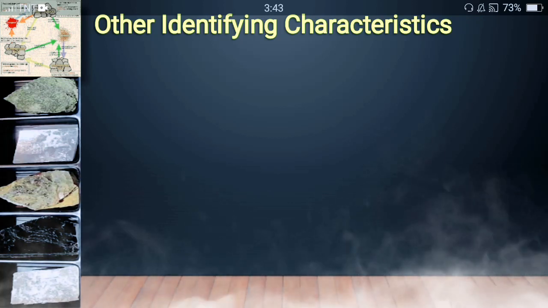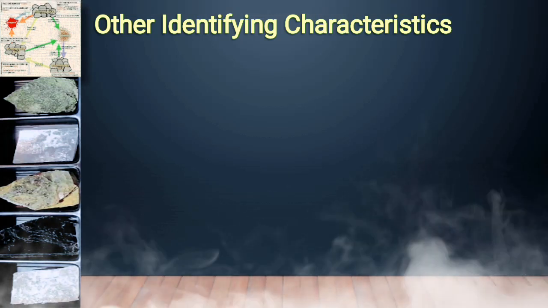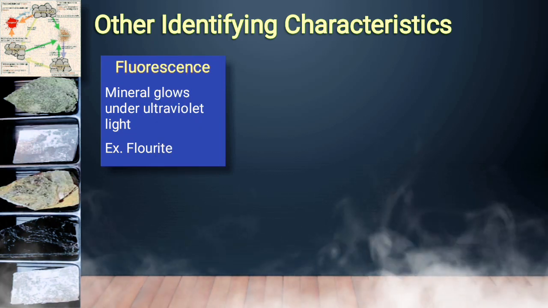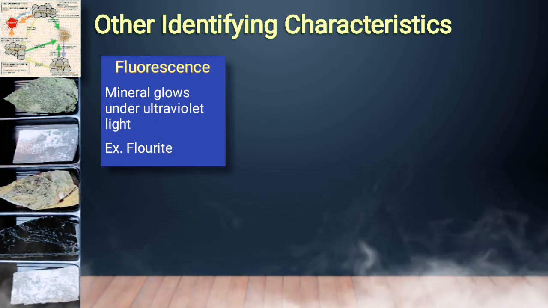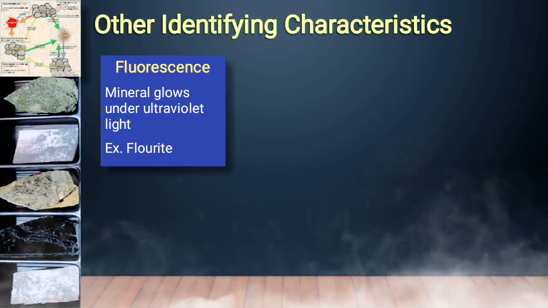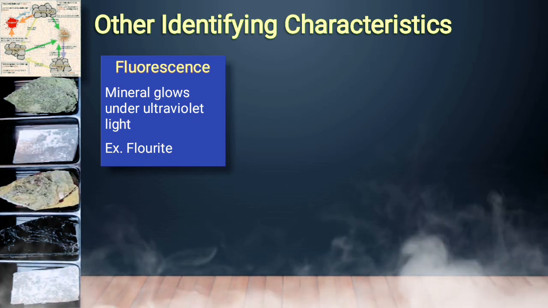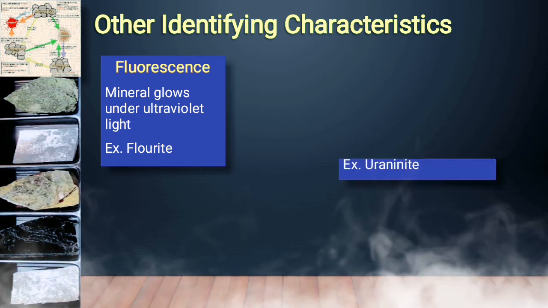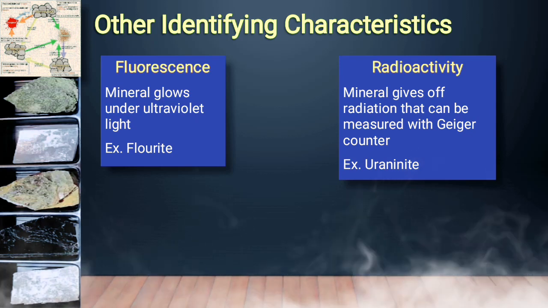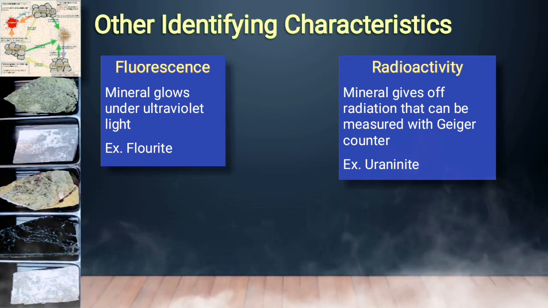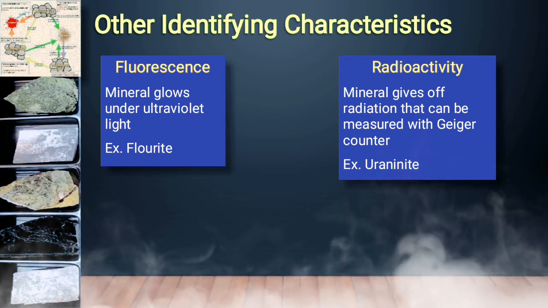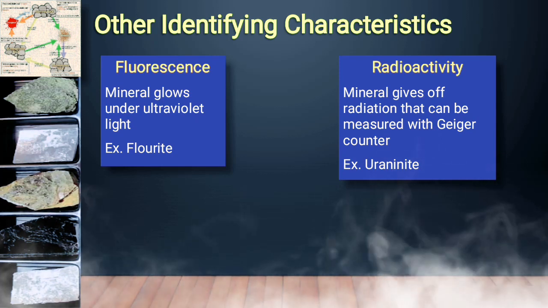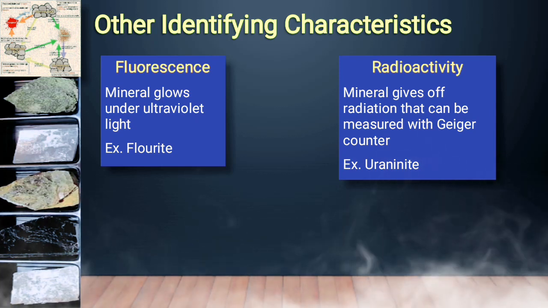Other identifying characteristics of minerals, we have fluorescence. The mineral glows under ultraviolet light. An example of a mineral is fluorite. Next, we have radioactivity. The mineral gives off radiation that can be measured with a Geiger counter. An example of a mineral is uraninite.